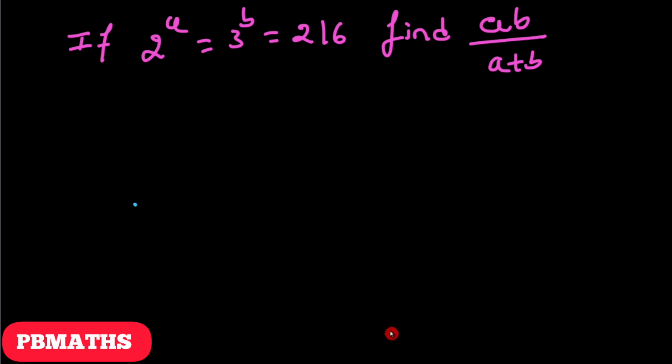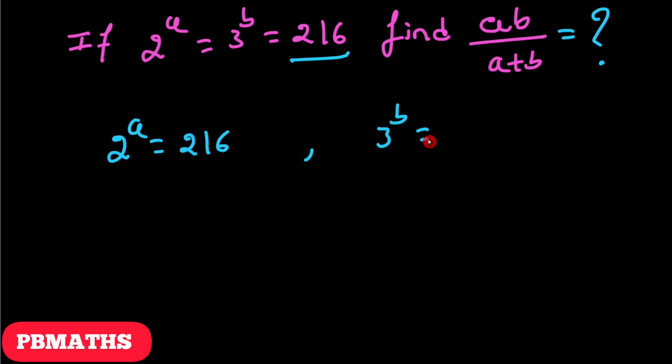Here it is given that if 2^a is equal to 3^b is equal to 216, then find the value of ab divided by a plus b. So let's try to solve this problem. For that, let's write 2^a is equal to 216 and this 3^b is equal to 216.